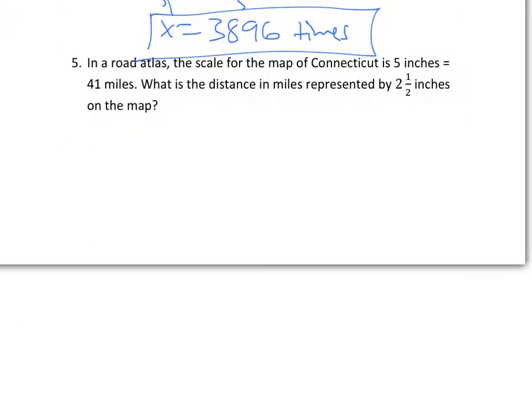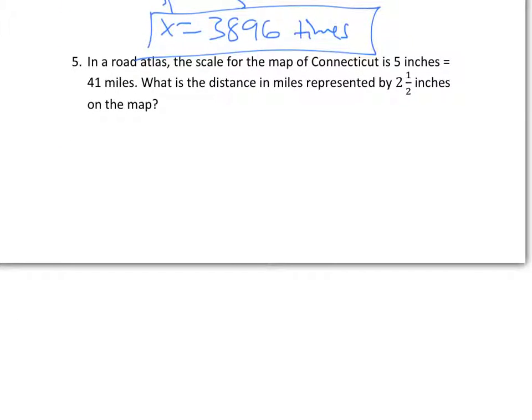Now the last one is working with a scale. A scale is another time we're going to use proportions, like in a map. For a road atlas, the scale for a map of Connecticut is 5 inches equals 41 miles. So 5 over 41 is what we're going to use. Remember, I like to write the units on the side for word problems because it's hard to keep track of. So 5 inches over 41 miles. Just remember that the top is inches, bottom's miles.